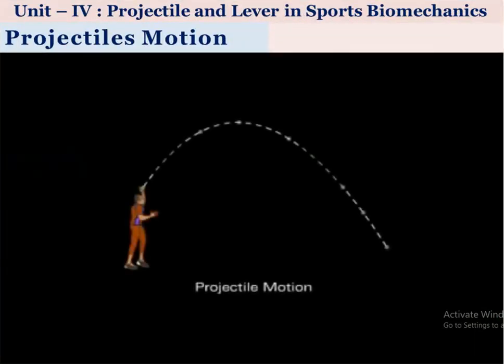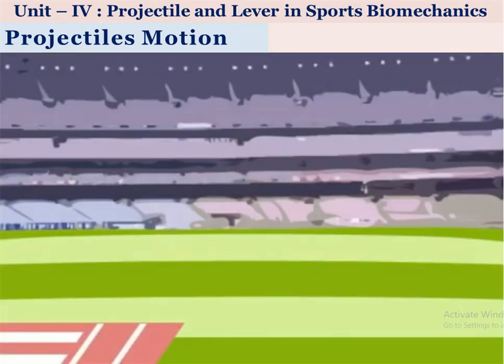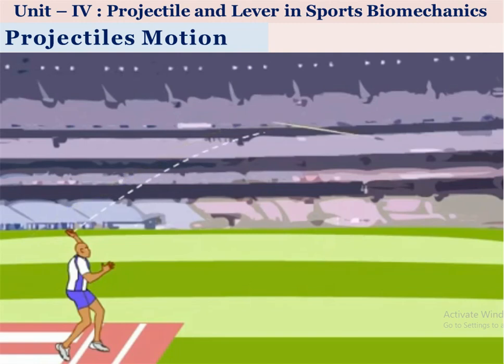Projectile motion. Observe the athlete throwing a javelin. The javelin follows a curved path and lands on the surface of the earth. Such objects like the javelin, which move along a path determined by gravity and air resistance, are called projectiles. The path followed by a projectile is called trajectory.